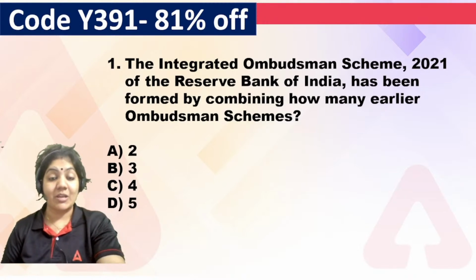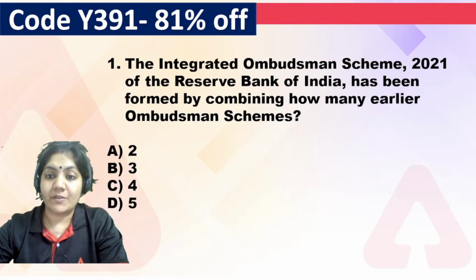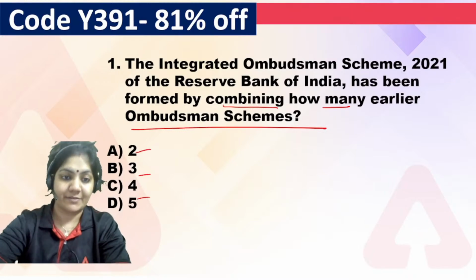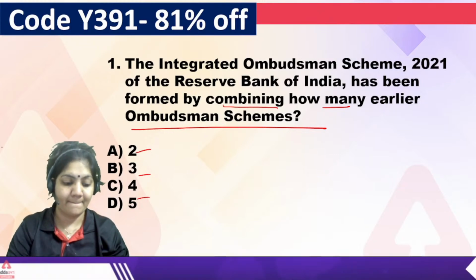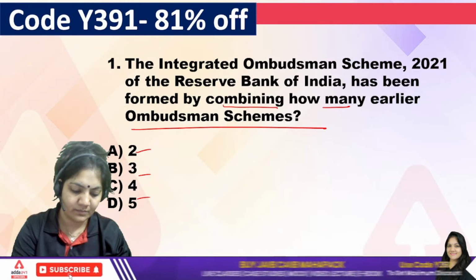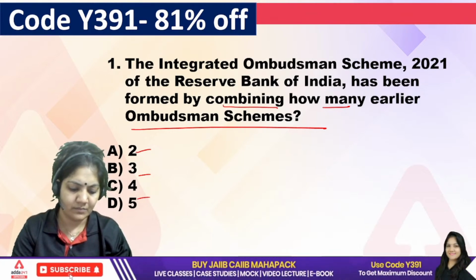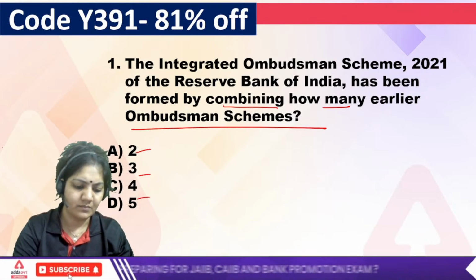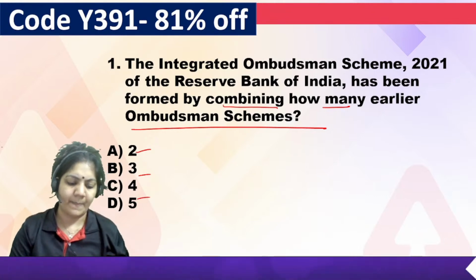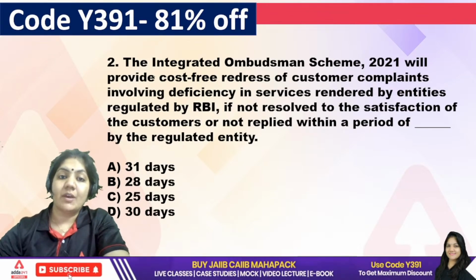Now class, let's do the questions. In the questions also you can get more and more concept clarity. Okay. Now, the Integrated Banking Ombudsman of the Reserve Bank of India has been formed by combining how many earlier ombudsman schemes? 2, 3, 4, 5. What is the exact answer? The answer is very simple. 3 is the right answer. Okay, 3.